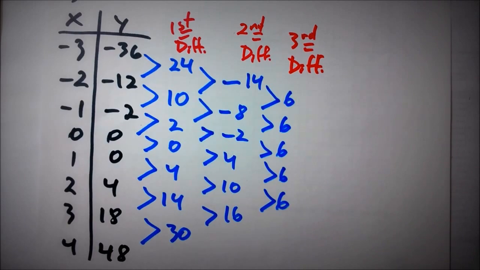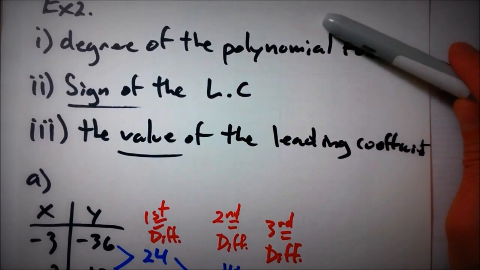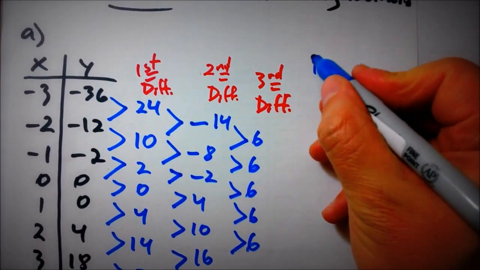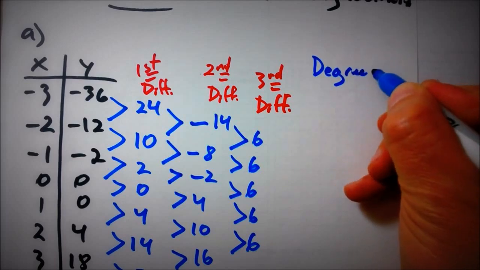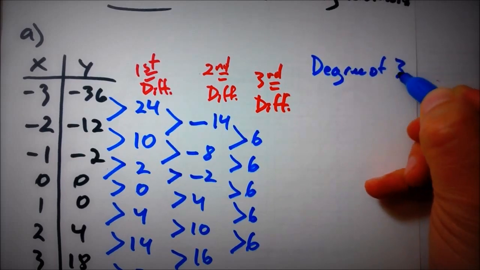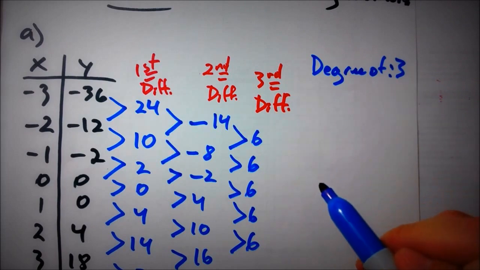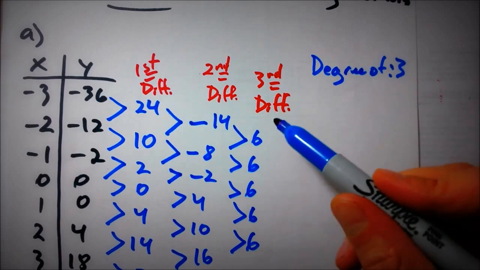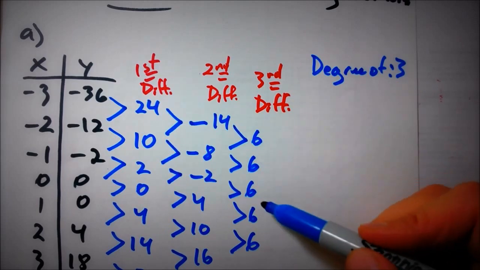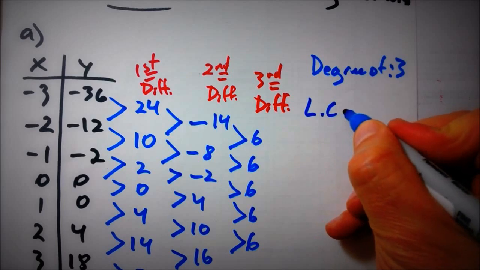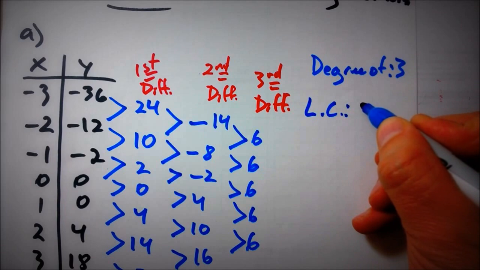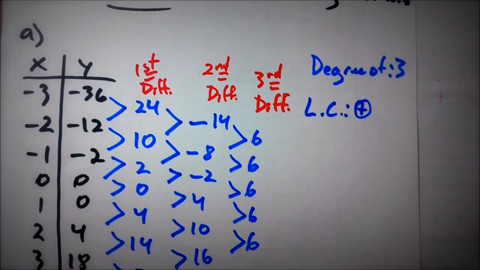So what this means, for the first question, is that our equation here has a degree of 3. So let's collect that now. A degree of 3. Okay. Now what is the sign of the leading coefficient? Since the third differences are constant and are positive, then we know that the sign of the leading coefficient is positive. So let's put here positive. Okay, so plus.